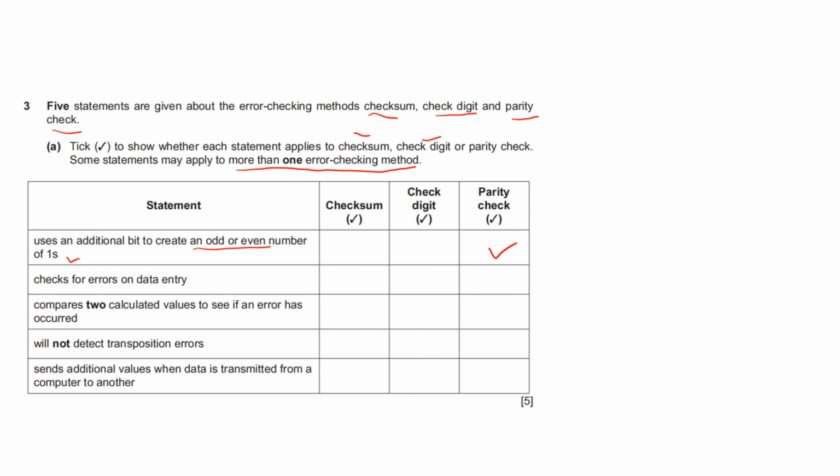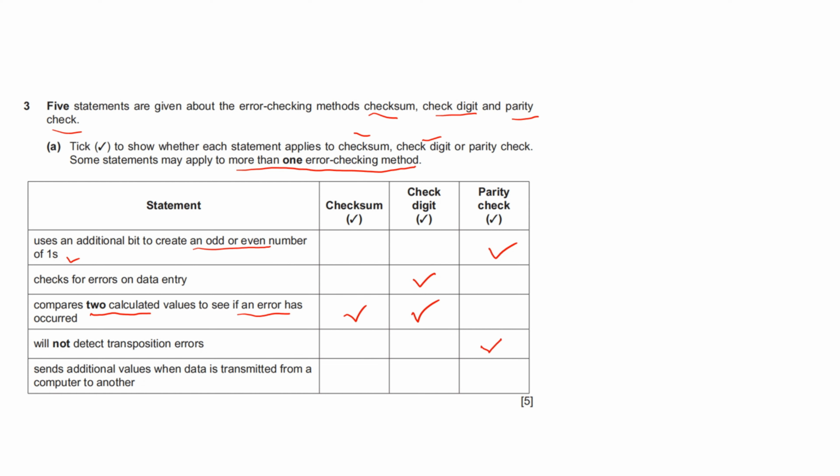Next one is "checks for errors on data entry." Check digit is a method that is used to check errors for data entry. Number 3 is "compares two calculated values to see if an error has occurred." Checksum uses a calculated value and so does the check digit. Both these two methods use the calculated value and compare them to see if there is an error or not. "Will not detect transposition error": the parity check won't be able to detect the transposition error.